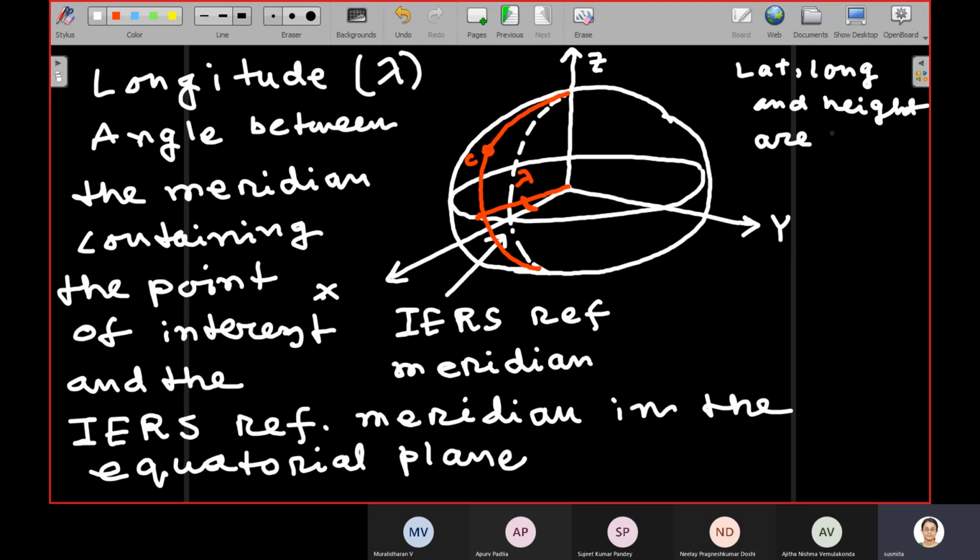Are called curvilinear position. Whereas ECF XYZ coordinates of the body. So you can find the XYZ coordinates of the body.